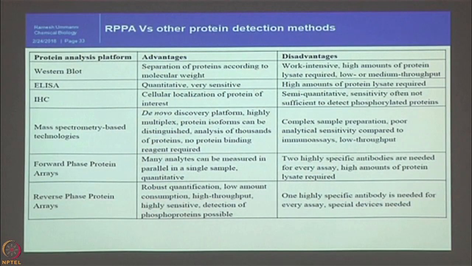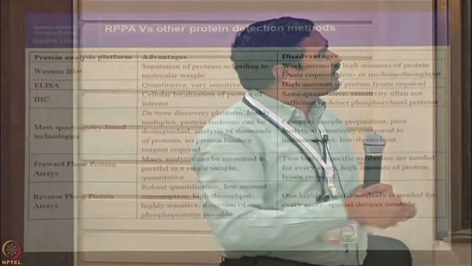And mass spectrometry based technologies, I am not saying that they are not good. In fact, it's a de novo discovery platform, where highly multiplexing can be done, protein isoforms can be distinguished, thousands of proteins can be analyzed, and no protein binding reagent is required. It's just a direct injection of the sample. This is the main advantage. But the disadvantages are complex sample preparation, poor analytical sensitivity compared to immunoassays, and definitely lower throughput compared to the array platforms. I will not say that it is no throughput, but compared to array platforms, it is a little lower throughput.